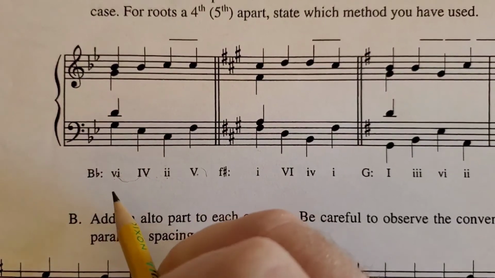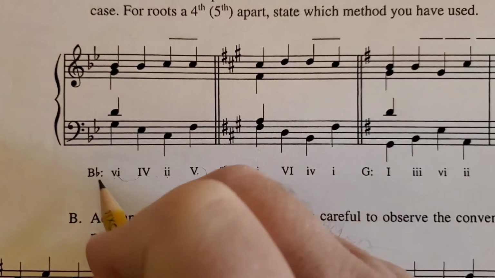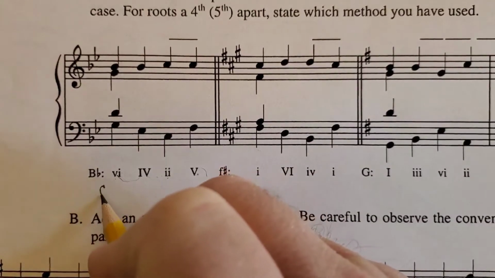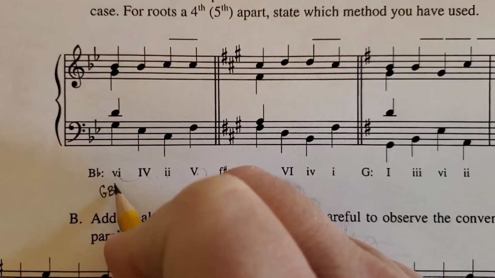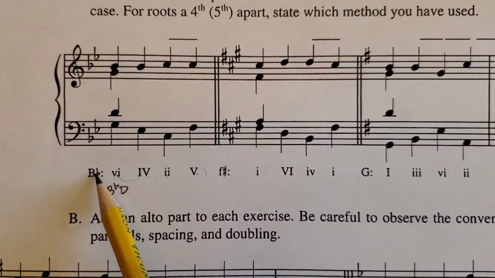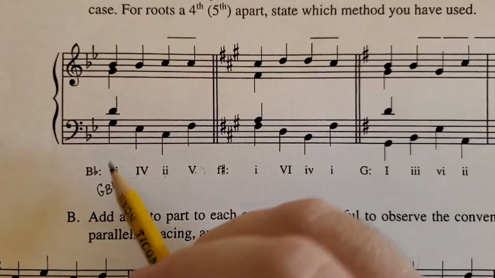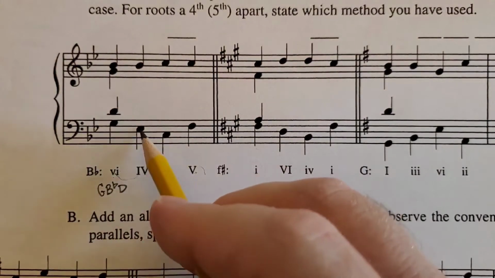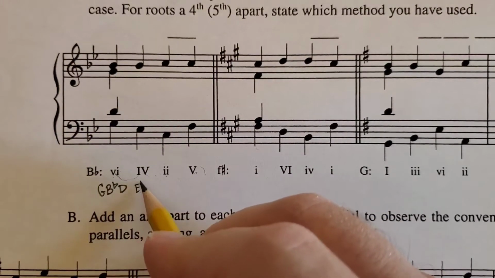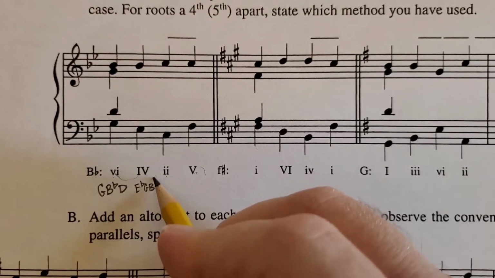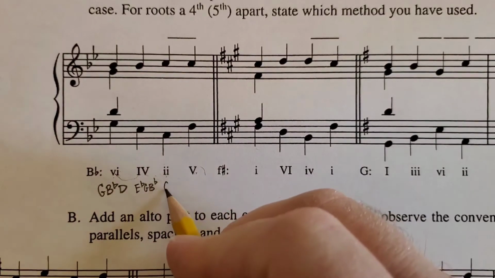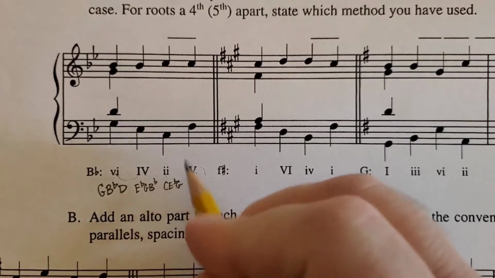All right, again, the first thing you might want to do here when you're getting used to the process is just simply write the names of all the notes in the chords. Now remember, we're in B flat major, so there is a B flat and an E flat in the key signature. So G, B flat, D, E flat, G, B flat, C, E flat, G, and F, A, C.